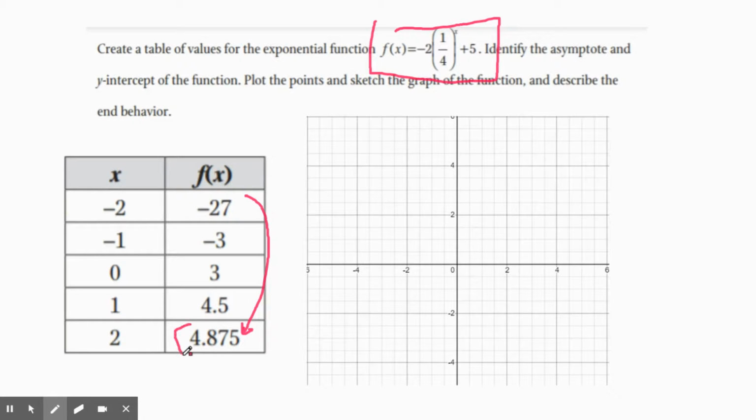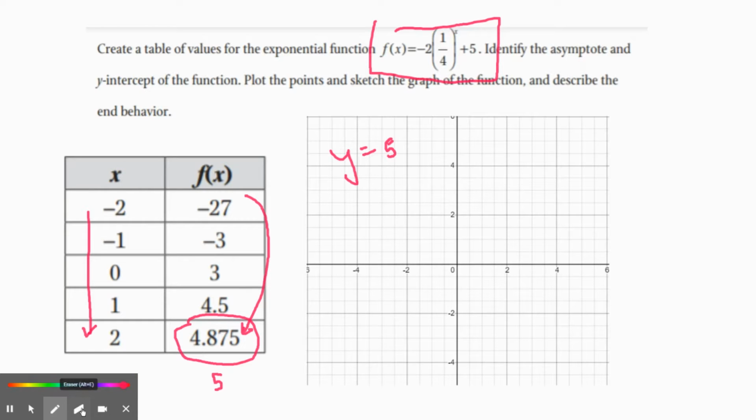You can take a guess where the asymptote will be as it starts to approach a number. Notice when you start to see it go from -27 to -3 to +3 to 4.5 to 4.8, it'll probably go to 4.9, 4.99999. The asymptote is most likely going to be 5. So y equals 5 is probably your asymptote, and that's happening as x is increasing towards +infinity.